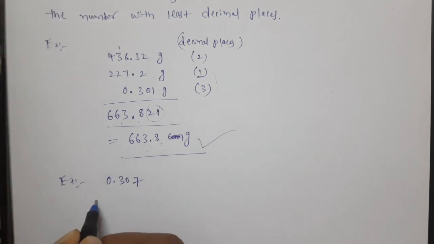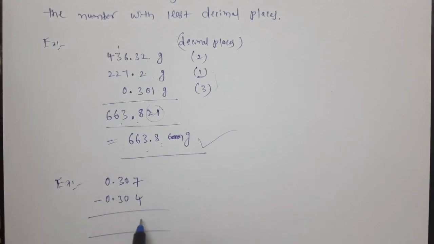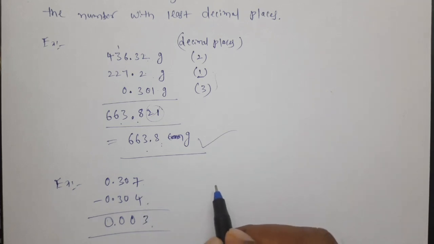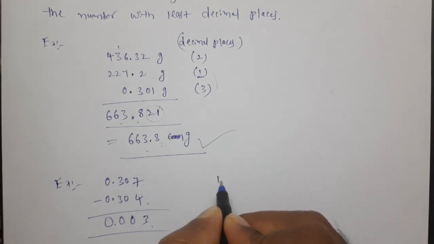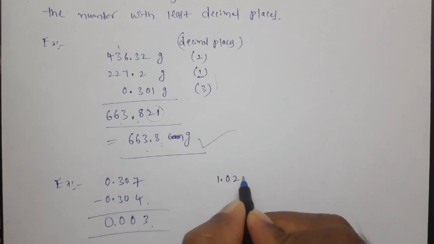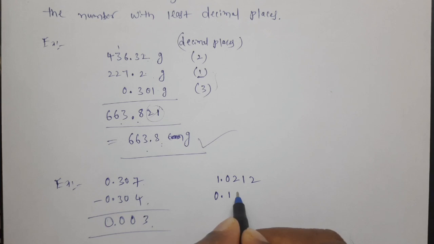0.307 minus 0.304. So what do we get? 0.003. So how many decimal places are there? 3. And how many decimal places are there? 3. Isn't it? Yes. So here we have 3, here we have 3. But suppose now I have like this: 1.0212, and 0.120.